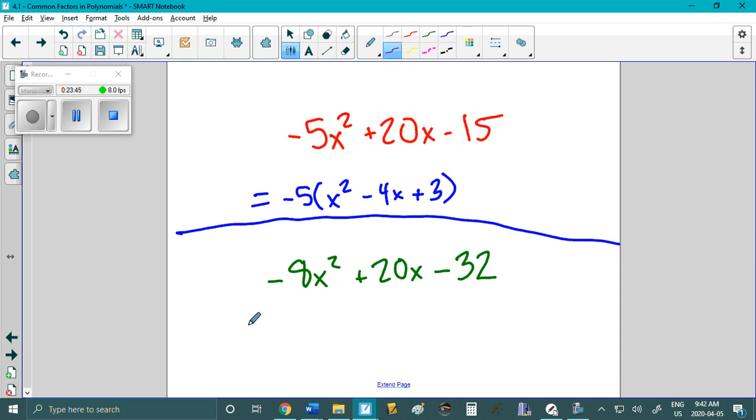So the first thing I'm going to do, I've got a negative out front, so I'm going to take a negative out. Now I look for my greatest common factor. It's not 8. 8 doesn't go into 20. 4, though, 4 goes into everything. So if I take a negative 4 out here, negative 8x squared divided by negative 4, negative 8 divided by negative 4 is 2. X squared divided by no x is x squared. 20 divided by negative 4 is minus 5. X divided by no x is x. Negative divided by negative is positive. 32 divided by 4 is 8.